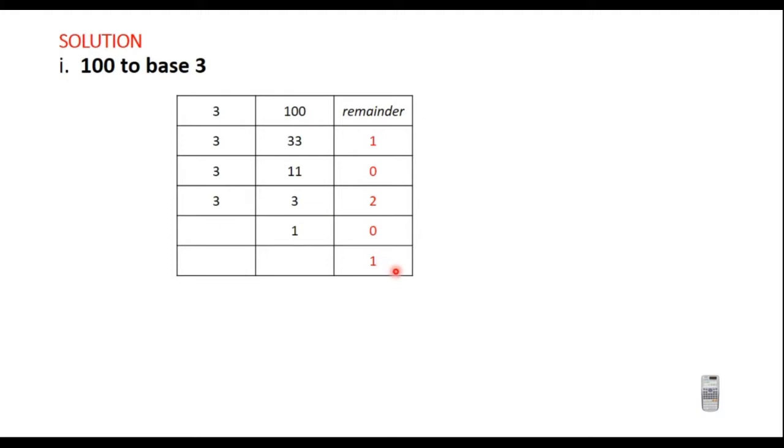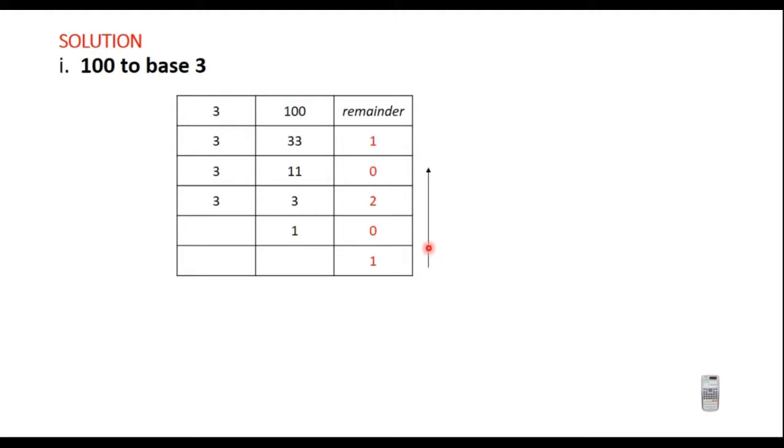Now how do we find the converted value? We are supposed to convert 100 to base 3. We are finished. How do we pick the numbers? The answer is what we have in the remainder column. That is what I've indicated with red. Remember, in an exam you don't necessarily have to use a red pen. I'm just using this to show you how to pick the answers.